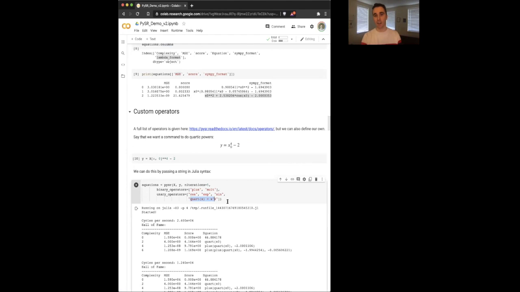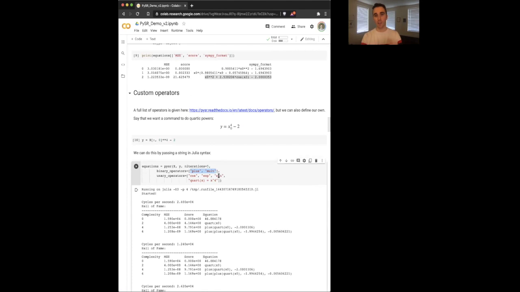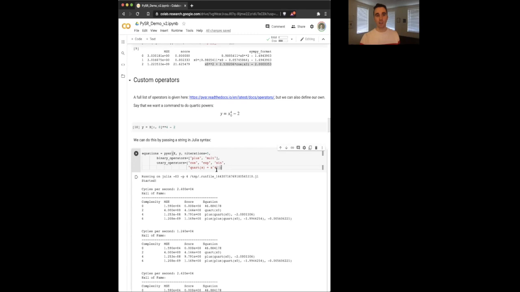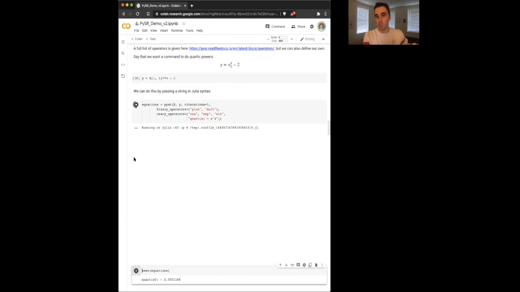You have these binary operators here. You define cosine, exp, sin; those are already written. Then we can define a new operator, the quartic power, by just writing quart of x equals x to the power of 4. This is Julia syntax, which is why the power is written like that. The Python will just spit out Julia code to run this within the symbolic regression. So that's how you define an operator, and you can just run it. That's really nice if you are tackling some problem and you know that some operator is very important. You can just define it here, and it will use that during the symbolic regression search. Any questions?